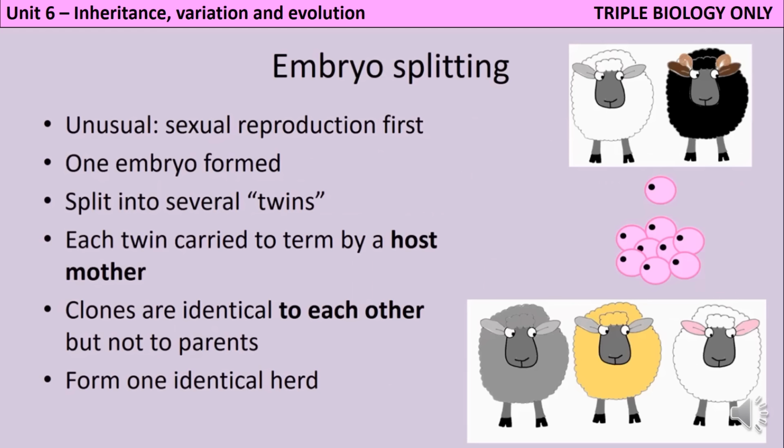Embryo splitting often confuses students because it's very much the odd one out in terms of cloning, because it does involve sexual reproduction and it doesn't produce offspring that are identical to the parents, they're just identical to each other. So embryo splitting starts with sexual reproduction between 2 parents, and they produce an embryo, and as that embryo begins to divide, it's split apart, basically artificially making a whole bunch of twins. Each one of those twins is then put into a host mother or a surrogate mother who will carry them to term. So what we're left with is one herd who are all identical to each other, but all slightly different to their parents because they've been made through normal sexual reproduction.